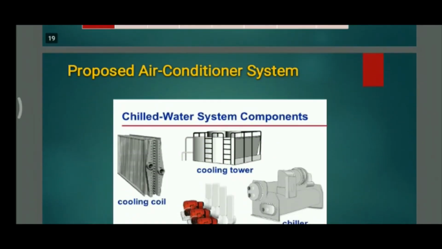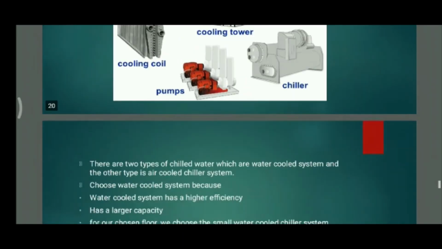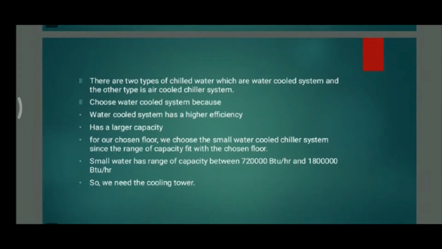For the proposed air conditioner system, there are two types of chiller water systems, which are water cooled system and air cooled chiller system. We choose the water cooled system because it has higher efficiency and larger capacity. For our chosen floor, we choose the small water cooled chiller system since the range of the capacity fits the chosen floor. Small water cooled has a capacity range between 720,000 BTU per hour and 1,800,000 BTU per hour. So we need the cooling tower.